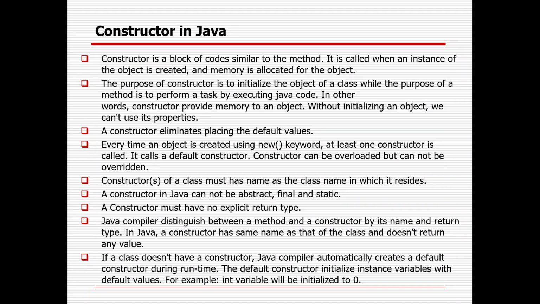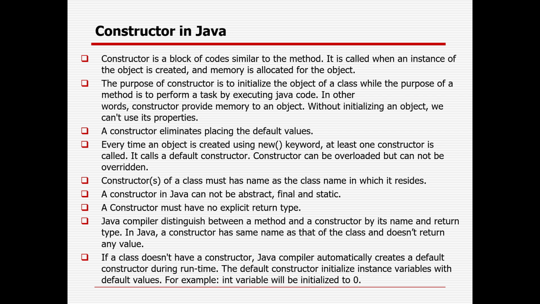A constructor of a class must have the same name as the class in which it is written. A constructor in Java cannot be abstract, final, or static. A constructor cannot have a return type. So the Java compiler distinguishes between a method and a constructor by its name and return type. In Java, a constructor has the same name as its class and cannot have a return type.